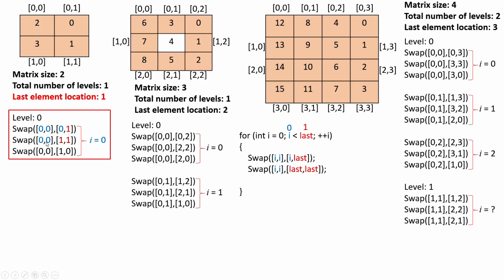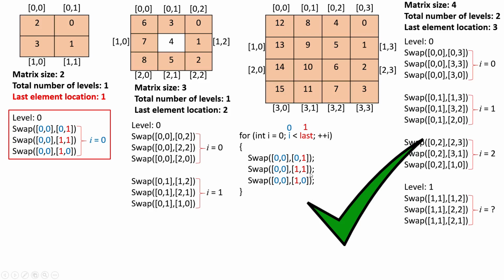The next one, swap 0, 0 with 1, 1. So we'll swap I with last last. And the final swap, we'll swap I with last I. We'll swap 0, 0 with 1, 0. So this is what it looks like if we go ahead and put some numbers in there. This is what it is, and it is good.